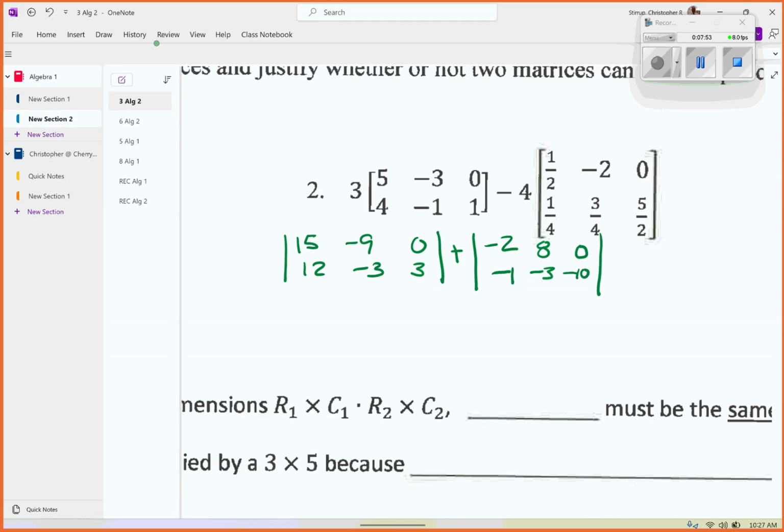And then what do I add together? 15 and negative 2. Give me 13. And then negative 9 added to 8. 0 added to 0. 12 added to negative 1. Negative 3 added to negative 3. 3 added to negative 10. There's our answer.